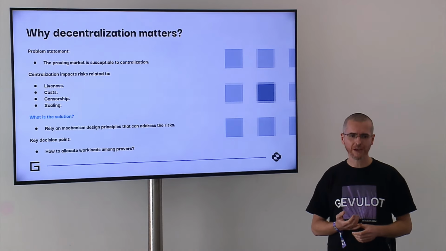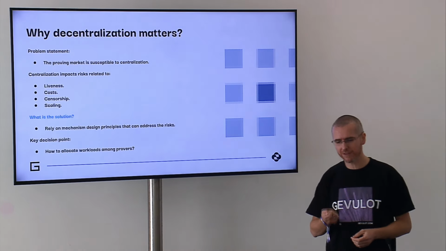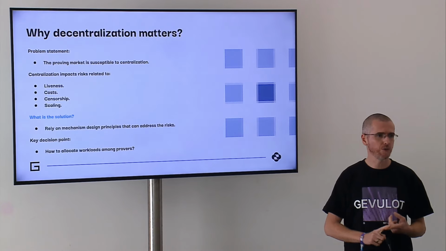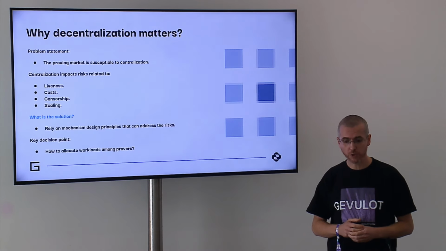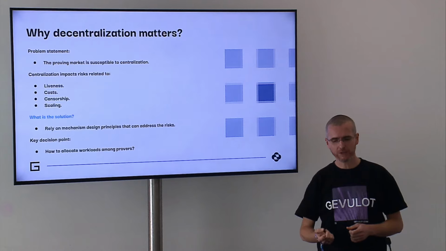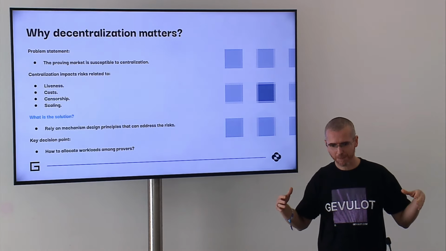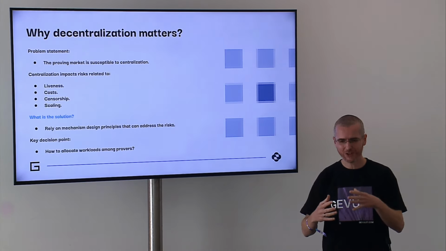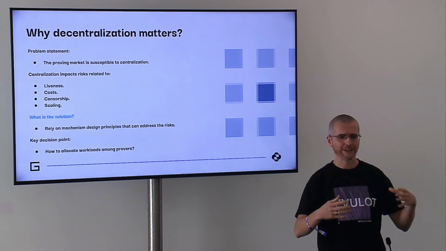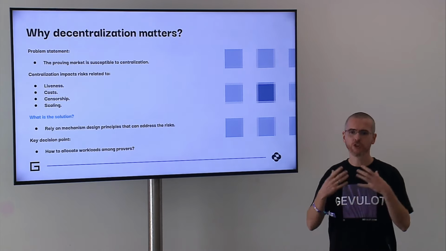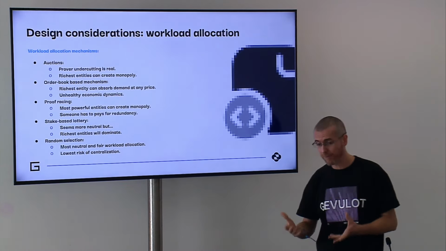One of the key decision points I want to talk about more is the workload allocation mechanism. The reason why this is important is because you can build a decentralized network. You can allow permissionless entry for anyone. Anyone can spin up a prover node and join the network. But if at the end of the day, your workload allocation mechanism is very susceptible to centralization, and I'll talk a little bit more about that, then you may end up spoiling all the advantages that the permissionless entry or the trustless execution would bring. And let's go into more details on what I mean by this.